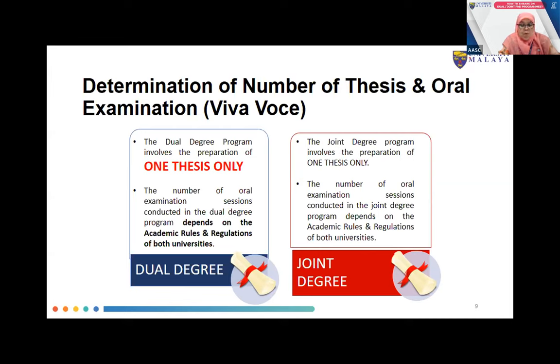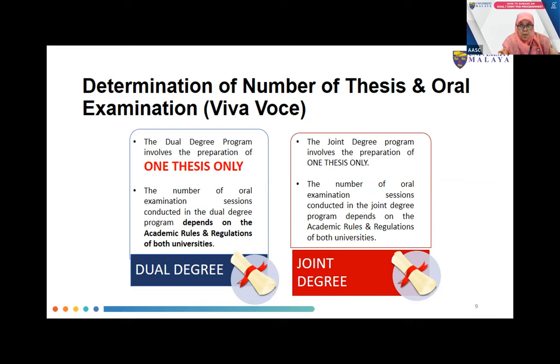And of course, for the graduation requirement, the student needs to comply with and follow the academic rules and regulations of both universities. I'm sure everyone is fully aware of our graduation requirement. They have to follow it without any exemption, and at the same time they also have to follow what is set by the host university.